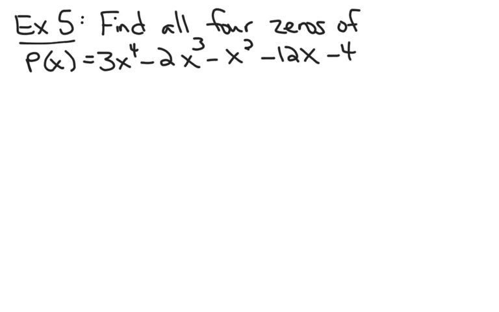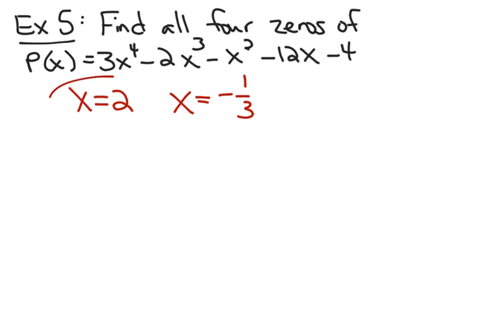Let's find all 4 zeros of the polynomial 3x to the fourth minus 2x cubed minus x squared minus 12x minus 4. The first thing that I'm going to do is graph it in the calculator so I can find any real zeros that exist. When I graph it, I find one of the real zeros is at 2, and the other one is between 0 and -1. Using the zero function on my calculator, with -1 as my left bound and 0 as my right, I'm going to find out that the zero is at -0.33333, which is -1/3. Those are my real zeros. That means the other 2 zeros must be imaginary.